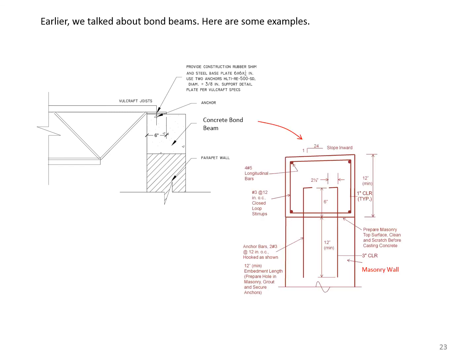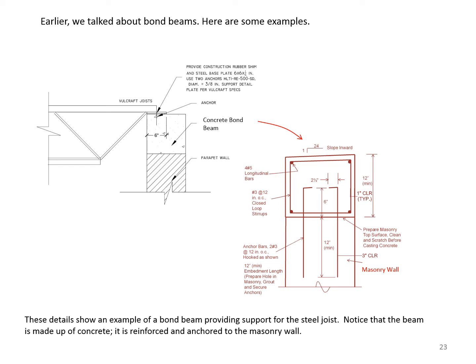This is a better detail of the area. You notice that the bound beam has a slope at the top, inward, and it has at least 4 longitudinal bars plus a tie reinforcement, which is called a transverse reinforcement. It is also secured properly to the masonry through anchor bars.